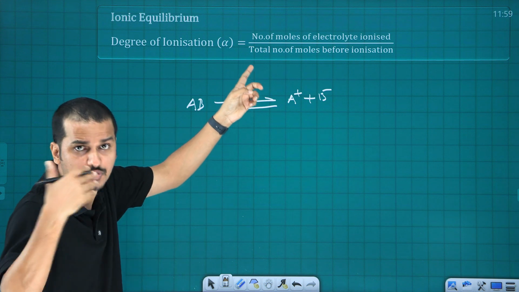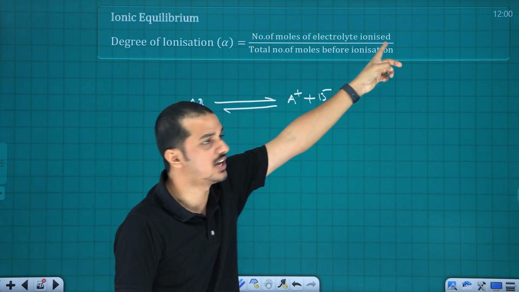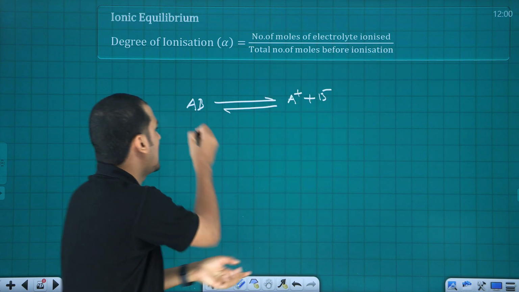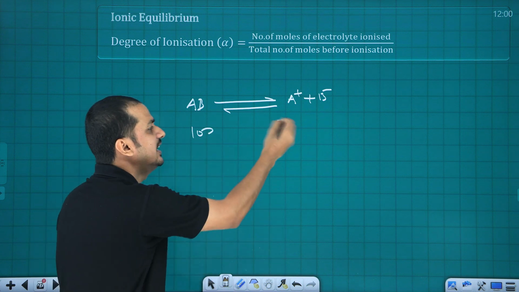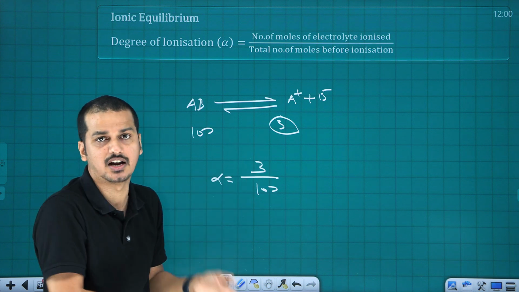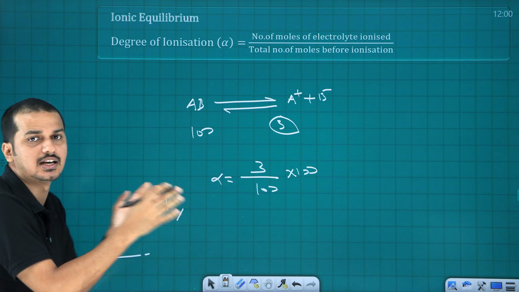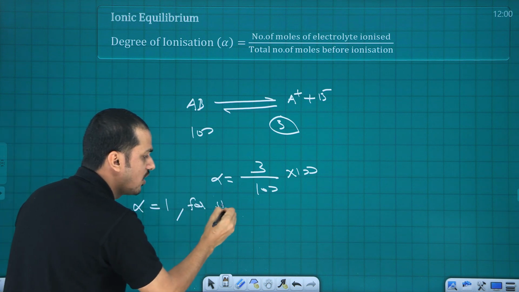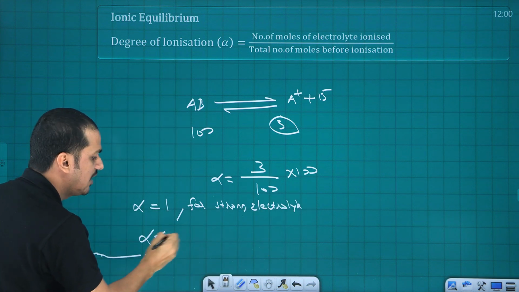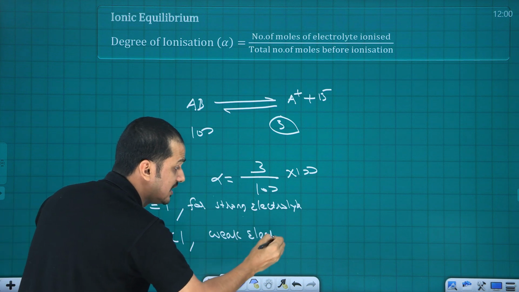To express that, we have the degree of ionization, alpha. Alpha equals the number of moles of electrolyte ionized divided by the total number of moles before taking. Suppose I am taking 100, and out of that only 3 dissociate, then alpha is equal to 3 by 100. If you want to tell it in percentage, multiply by 100. This alpha value is maximum 1 for a strong electrolyte, and for a weak electrolyte, the alpha value will be very much less than 1. Keep that idea in mind.